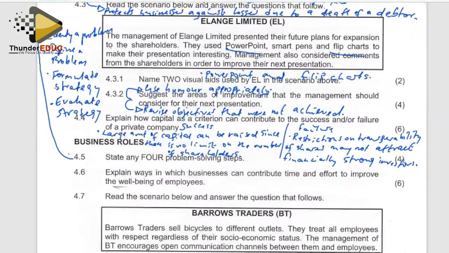Okay, right. So now let's check our 4.6. 4.6 reads as follows. Explain ways in which businesses can contribute time and effort so as to improve the well-being of employees. So in this regard, ethics should contain clear rules about their roles and also structure working hours in such a way that employees have free time for personal matters. Also create a culture of team spirit in order for all employees to feel welcome.